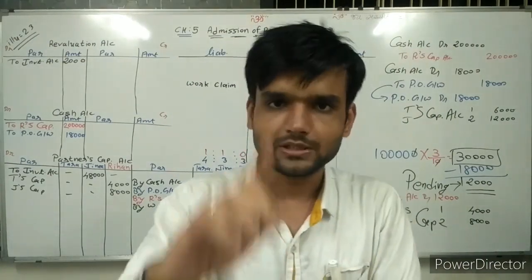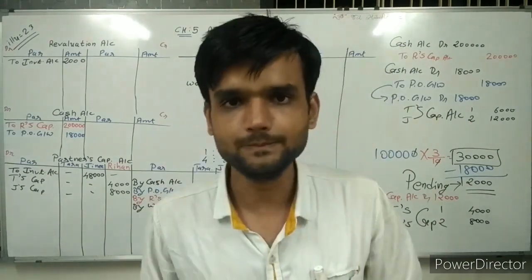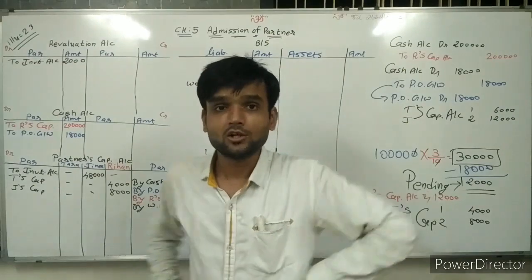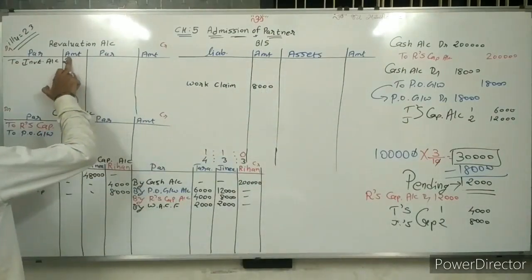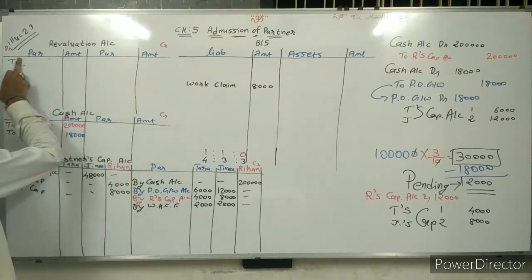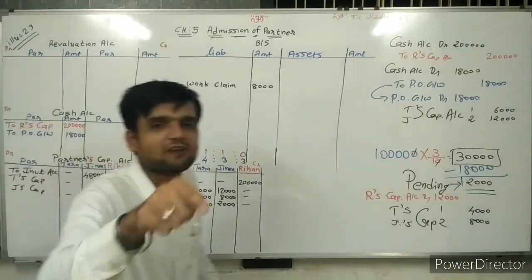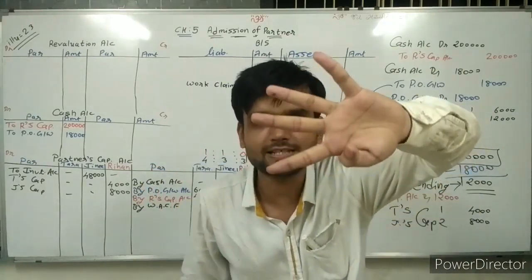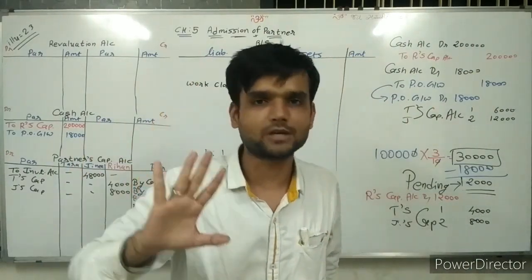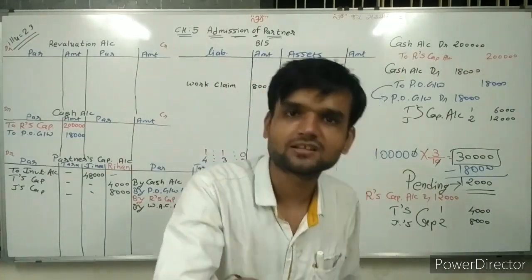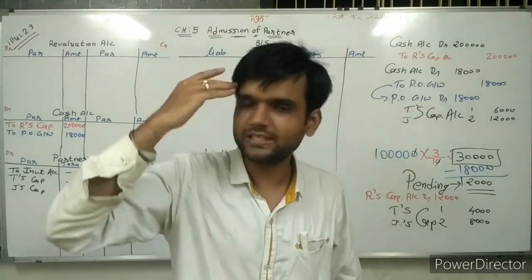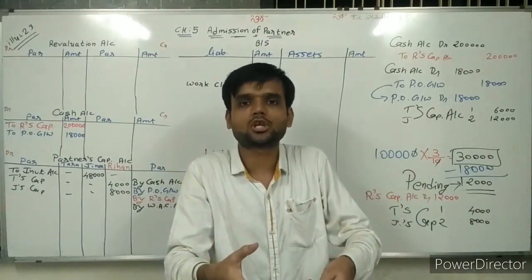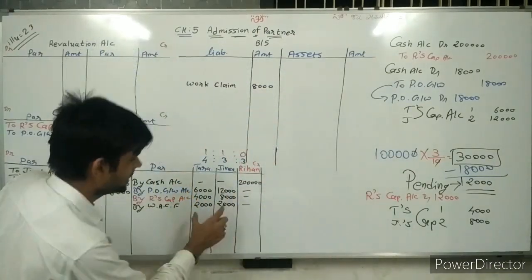Sir, if investment value decreases, then we use this investment fluctuation fund. Here the investment fluctuation fund is 4,000 rupees that we have created, and the loss is 2,000. So we cannot write investment here, because we have a fund for investment fluctuation, and that is 4,000 rupees. From 4,000 rupees we are utilizing 2,000 rupees for the reduction of investment. So 2,000 remains, and that is our profit, because we assumed the loss would be 4,000, but the actual loss is only 2,000.